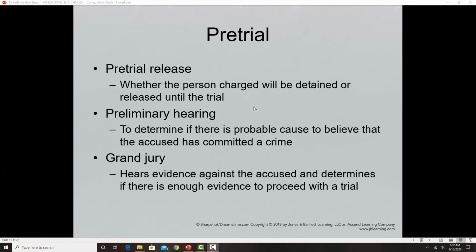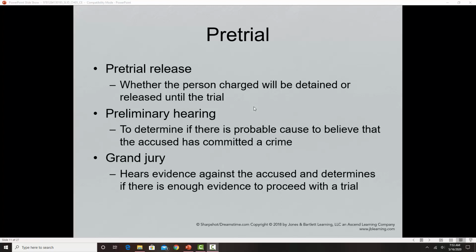A preliminary hearing is a hearing to determine if there is probable cause to believe that the accused has committed a crime, and whether or not the case can move forward. So again, this will be between the district attorney and the defense attorney going before a judge, giving the judge the information that they have so far and determining whether or not there is enough evidence to move forward with the case.